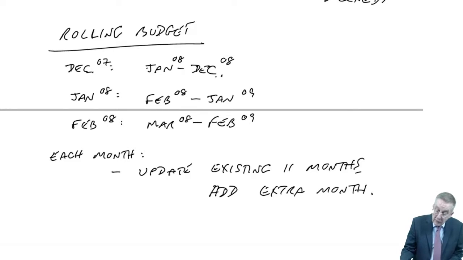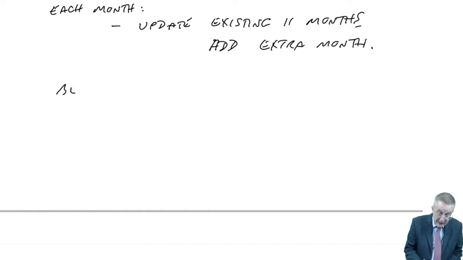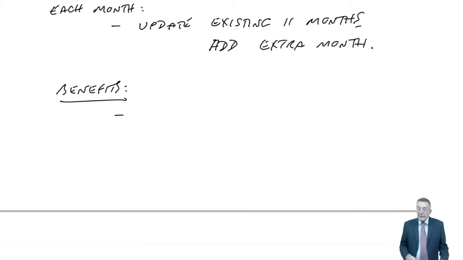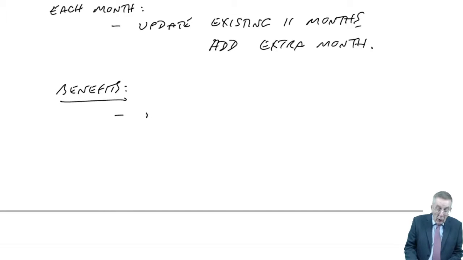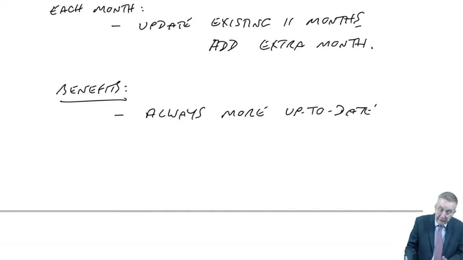Now, the advantages of a rolling budget, the benefit, there are two to be aware of. The first is a very obvious one. The budget is always more up to date. Every month you're updating 11 months that's already there.